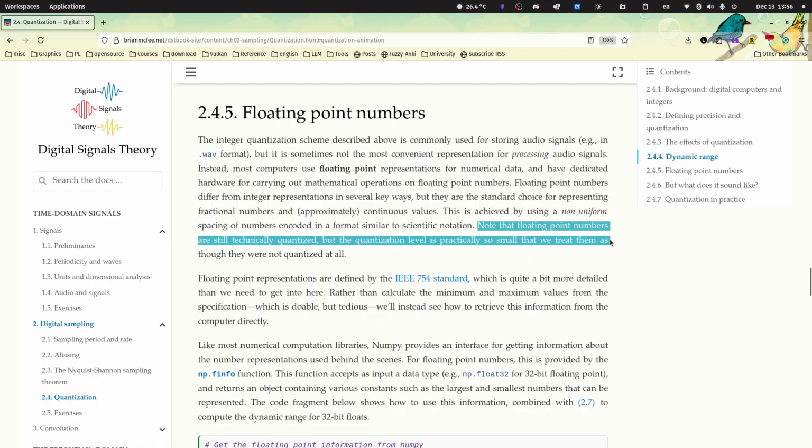Note that floating point numbers are still technically quantized, but the quantization level is practically so small that we treat them as though they were not quantized at all. So I think this book will not explain the intricacy of floating point numbers. Basically, it says, yeah, good enough.